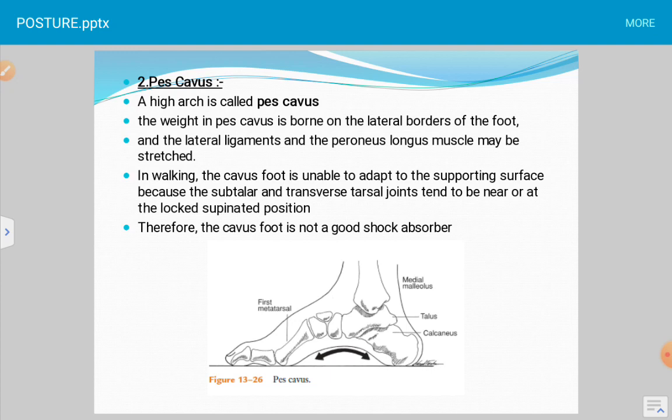This is the opposite of pes planus. The high arch is called pes cavus. The medial longitudinal arch is very high. A high arch is called pes cavus. The weight in pes cavus is borne on the lateral border of the foot. Always, in pes cavus, the medial longitudinal arch is high.